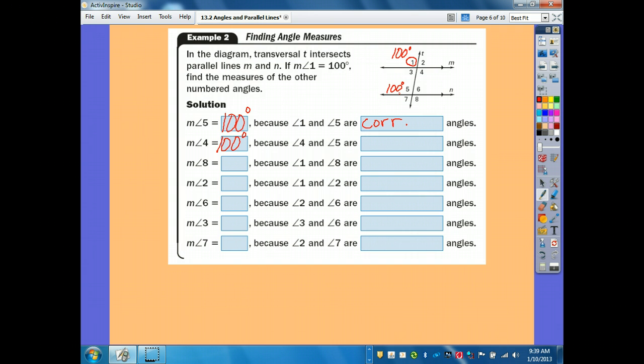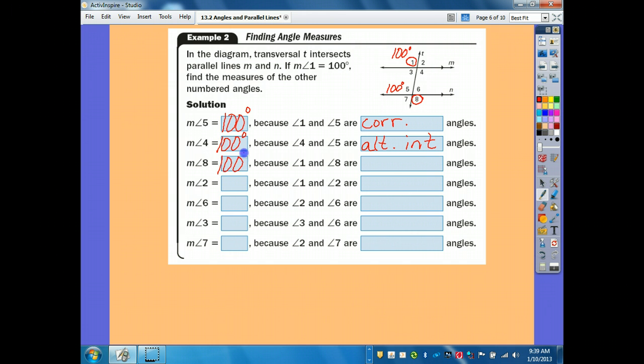All right. Now, what are these, though? 4 and 5, they're not vertical. They are alternate interior or exterior? Right, because they're on the insides of those parallel lines. They're alternate interior angles. Now, what does the measure of angle 8 equal? Savannah, what does the measure of angle 8 equal?